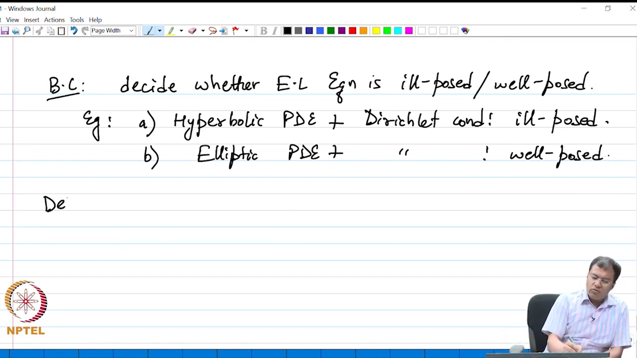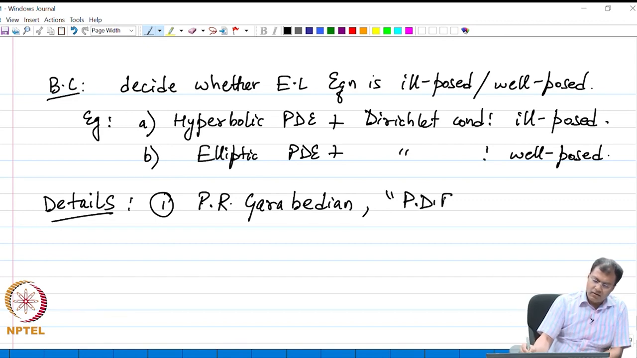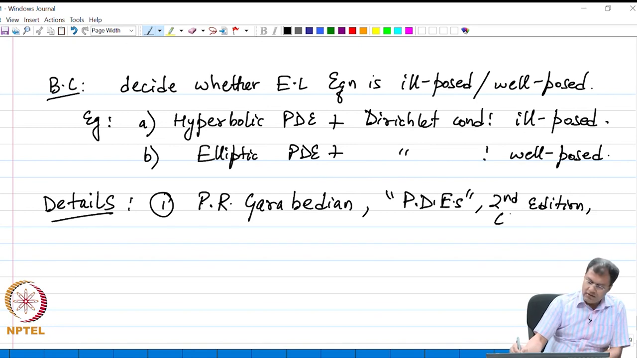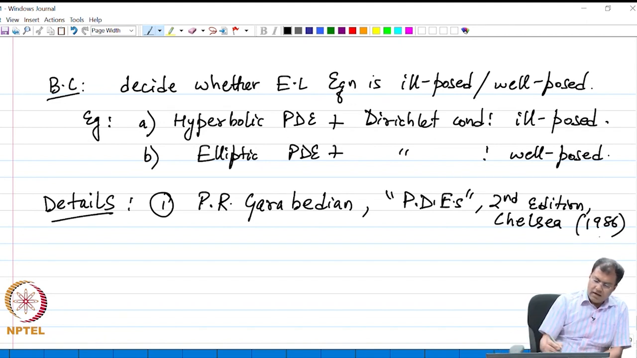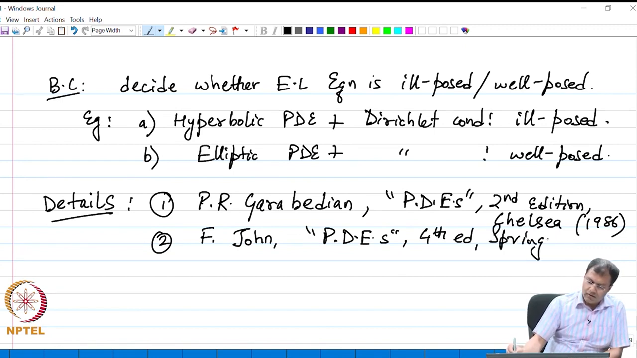So, students are asked to look at more details related to the boundary conditions in the following two books, one by P. R. Garabedian, which is on PDEs, second edition, Chelsea, published in 86, and another book by F. John, also on PDEs, which is the fourth edition, Springer, published in 82.